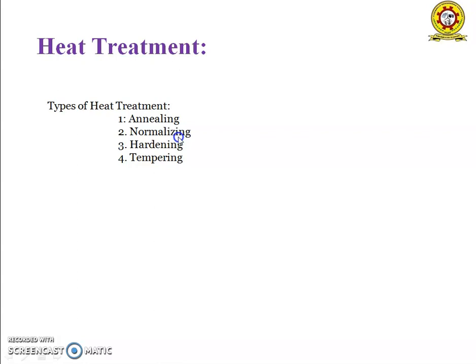The intent of normalizing is to remove the internal stresses that may have been induced by heat treating, welding, casting, forging, forming, and machining. Uncontrolled stress leads to metal failure. Normalizing applies to ferrous metal only. And the third treatment is hardening. The purpose of hardening is not only to harden steel, as the name implies, but also to increase its strength.